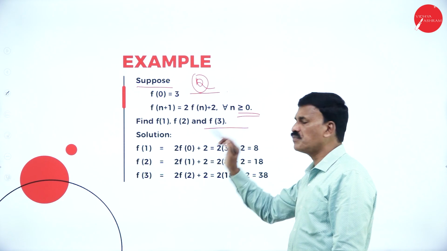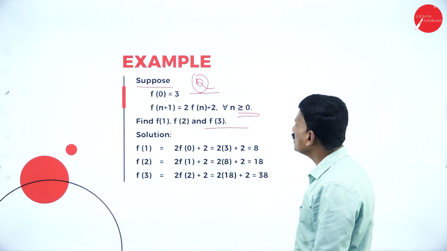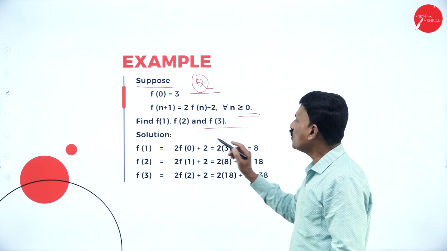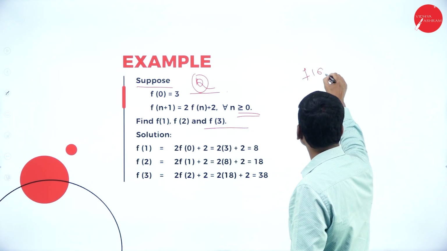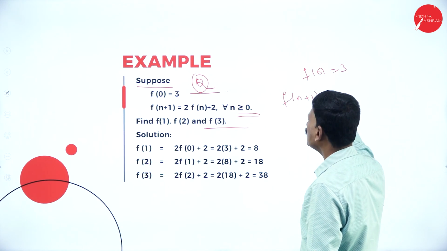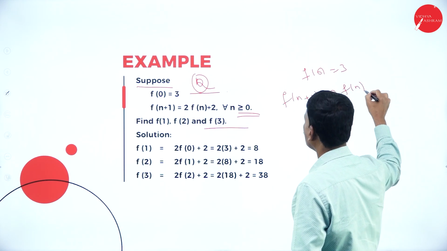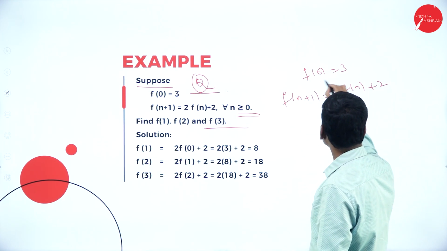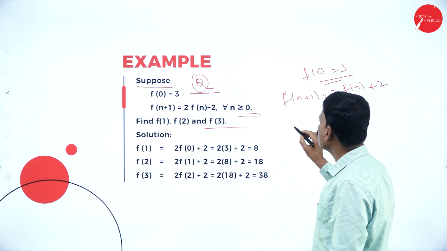Then what is to find? Find the value of f of 1, f of 2 and f of 3. Now, what is given? f of 0 is equal to 3, and f of n plus 1 is equal to 2 into f of n plus 2, for all n greater than or equal to 0. So, let us take n is equal to 0.